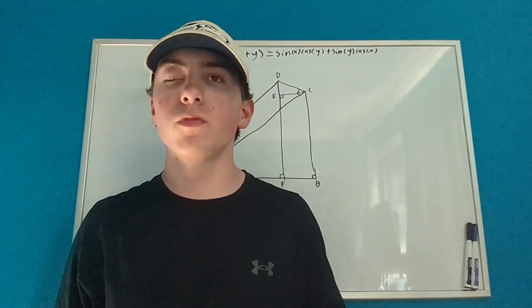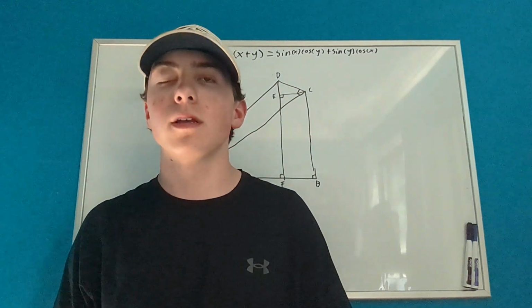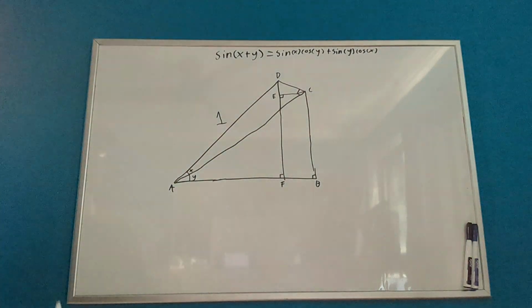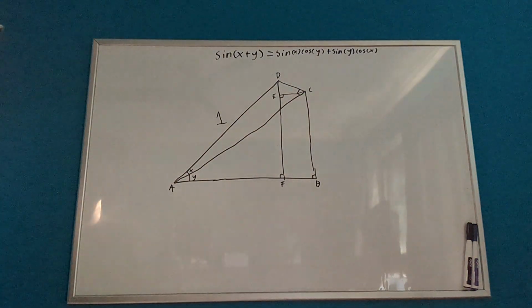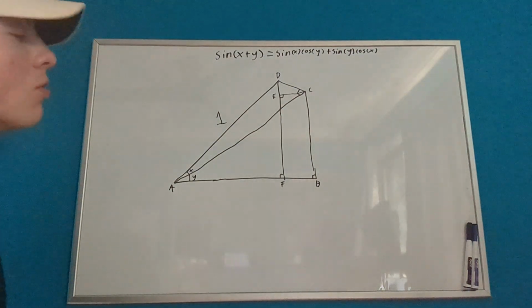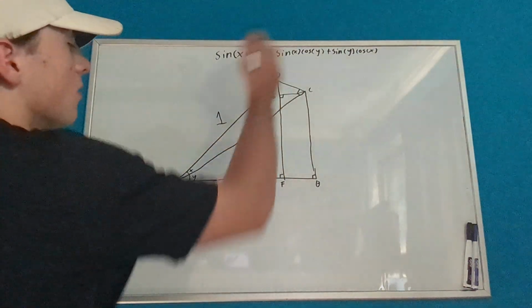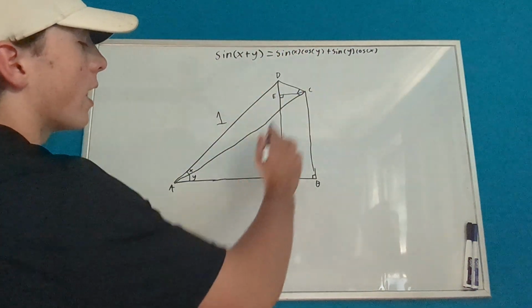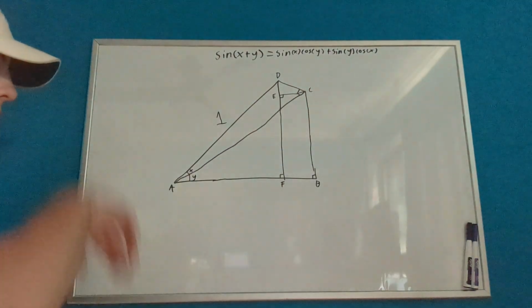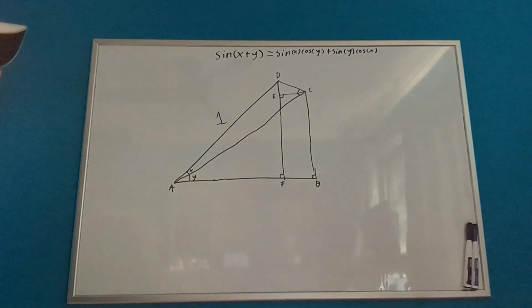Today I want to prove the sine angle addition theorem. So let's get started. Our first step is to realize what we are actually proving. Well, we're proving that sine of x plus y equals sine of x times cosine of y plus sine of y times cosine of x, all right? Now, how should we actually do this?